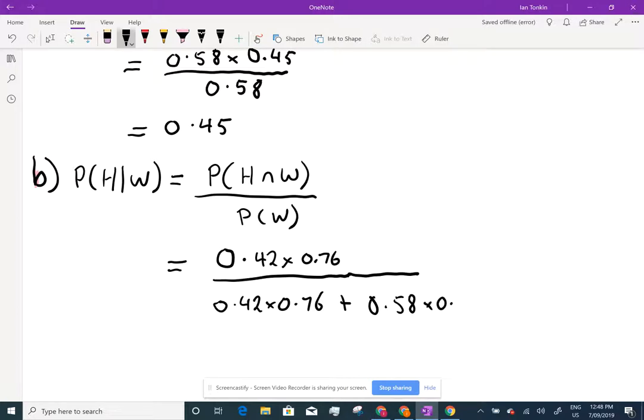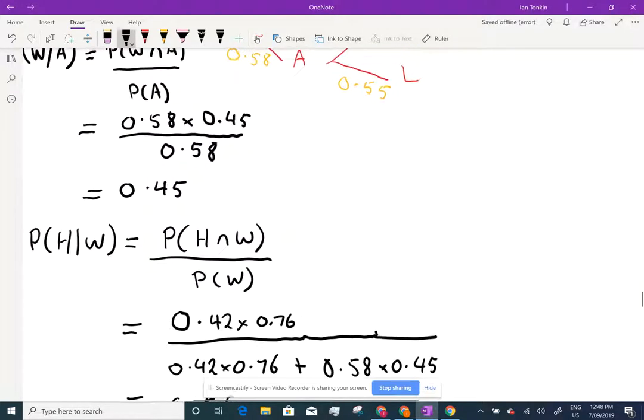times 0.45, which gives us 0.55. 55%. So C.